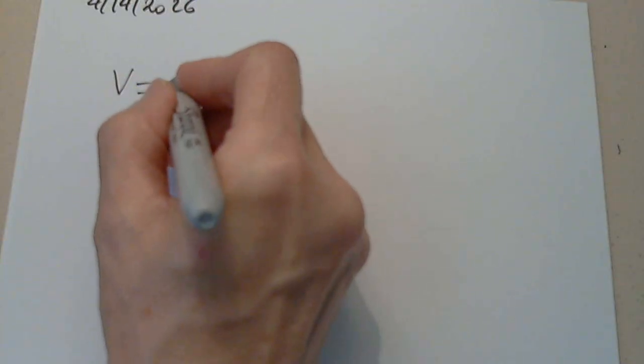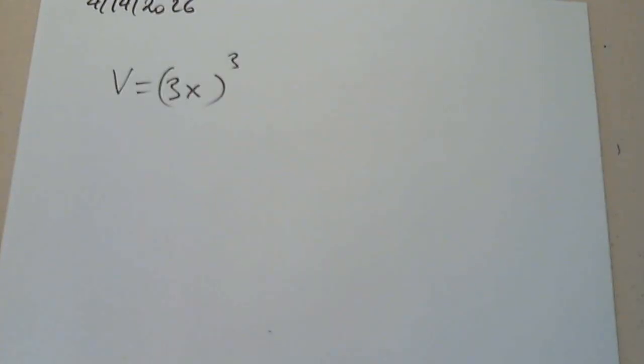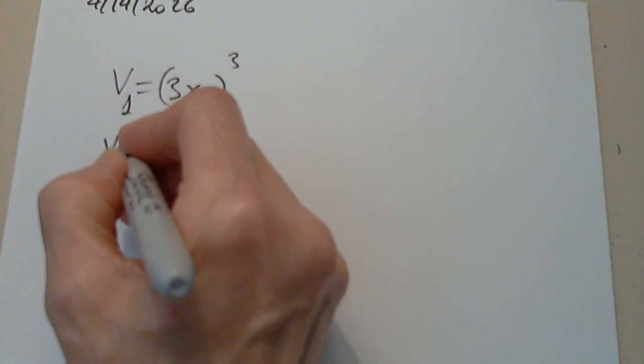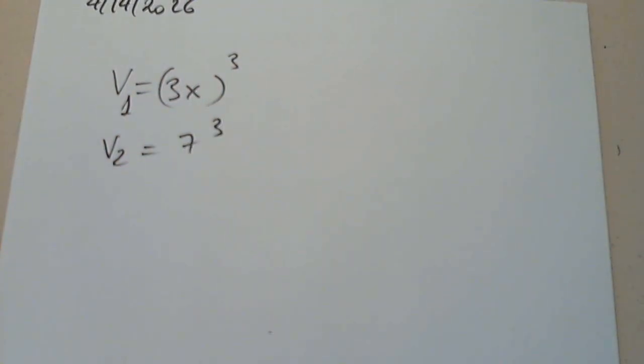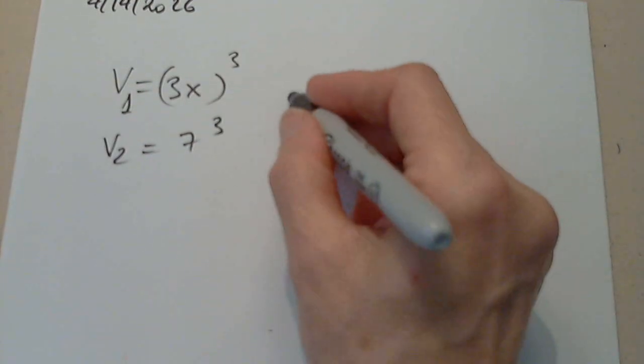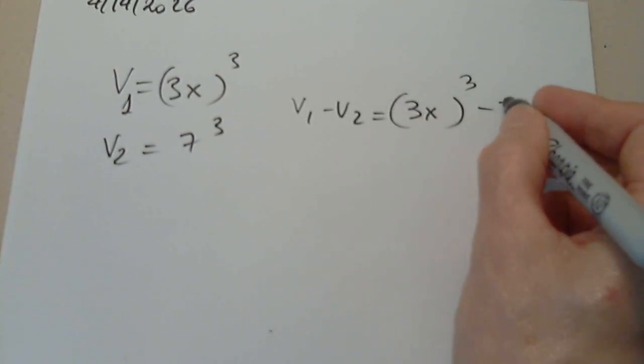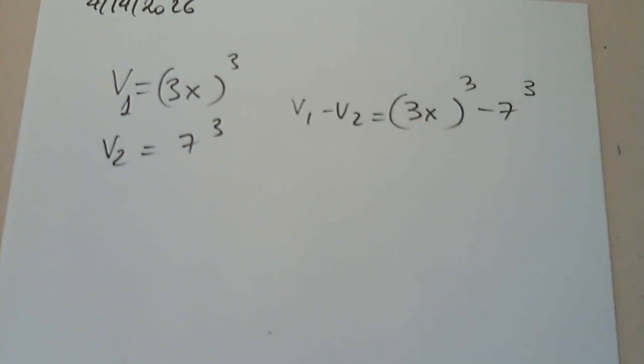Volumes of two cubes shown. So we have a cube that has a volume of (3x)^3, and another little cube, so V1 and V2, which is 7^3. Good. So for the difference, V1 minus V2, this is (3x)^3 minus 7^3. Is this okay so far?